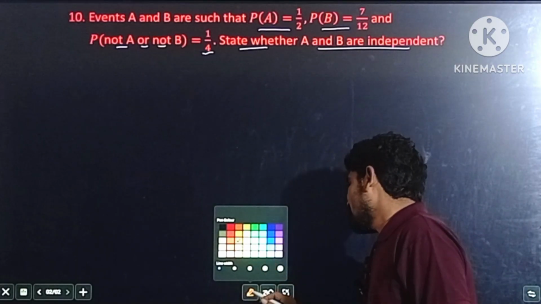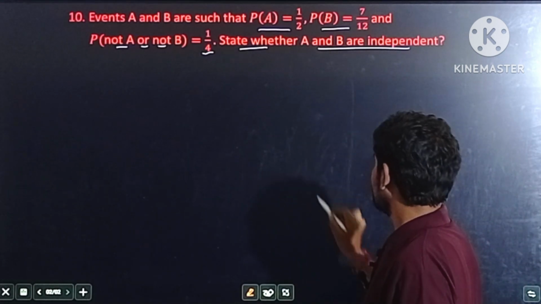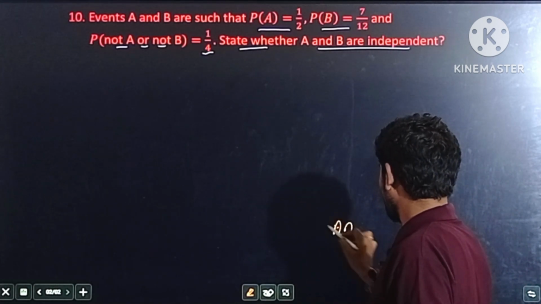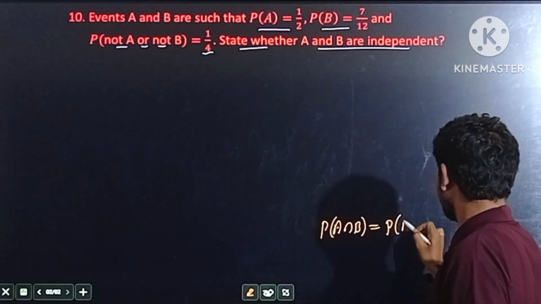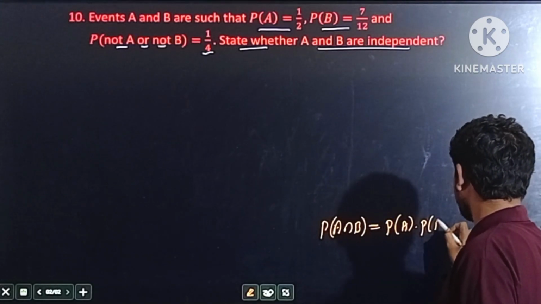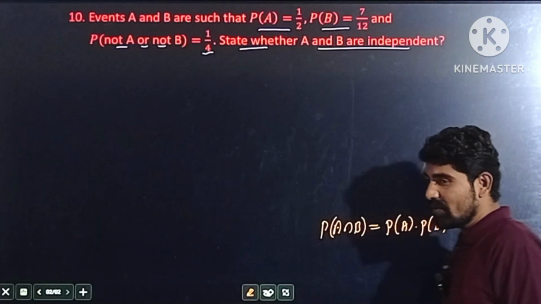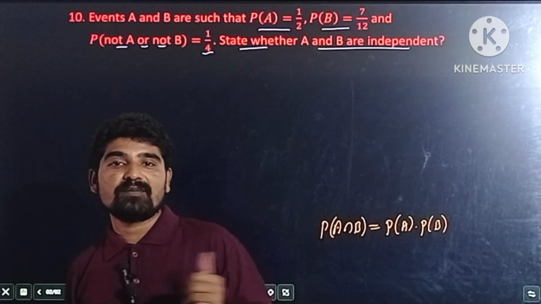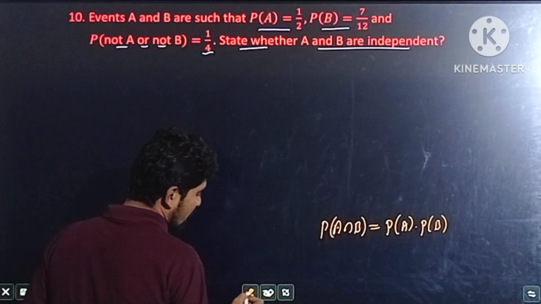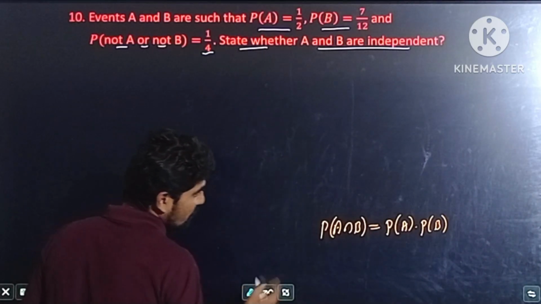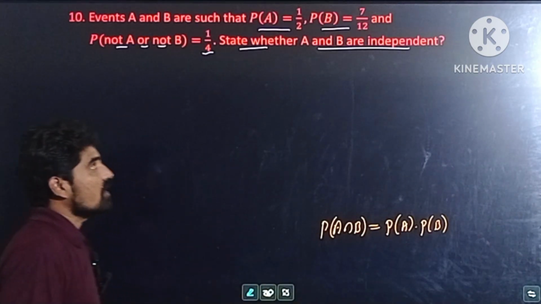As you know, two events A and B are said to be independent events if probability of A intersection B is equal to probability of A into probability of B. Only if probability of A intersection B equals probability of A into probability of B do we call A and B independent events. So to identify whether A and B are independent or not, we need to check whether these two quantities are equal or not.